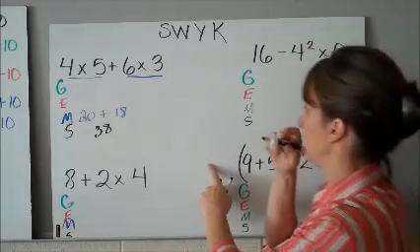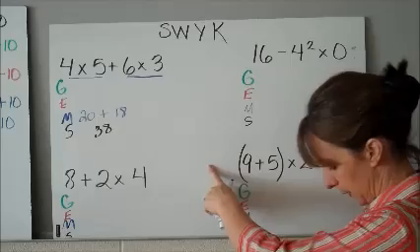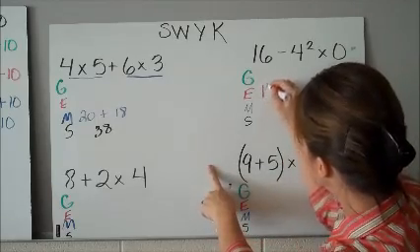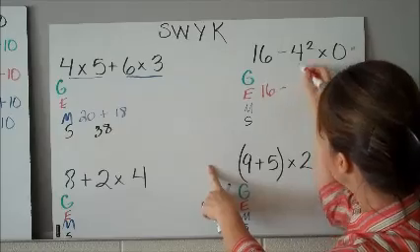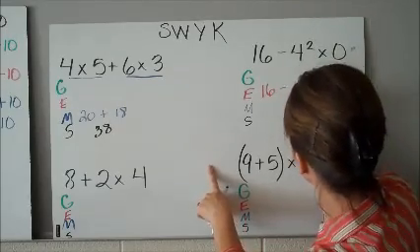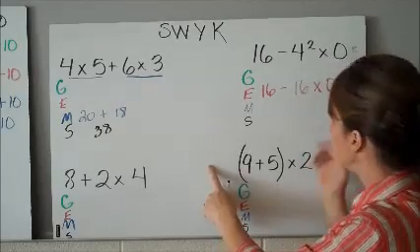Let's check out this one. There are no groups, you should have rewritten it. There are exponents. So with my red, I'm going to write 16 because that's there. Minus 4 squared. 4 squared is 16. And 16 times 0 is the end of it.